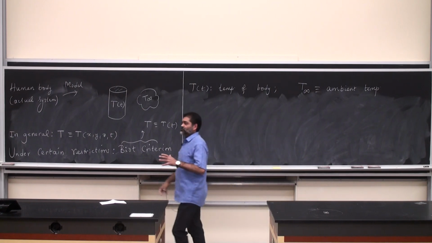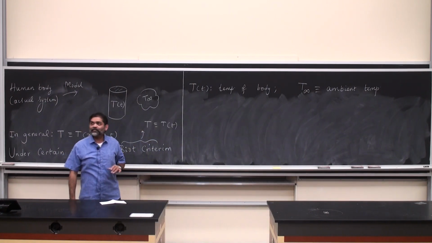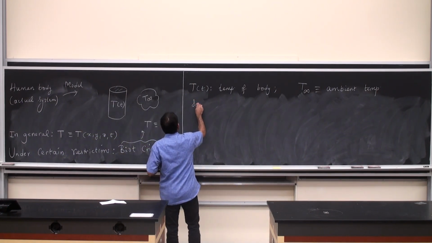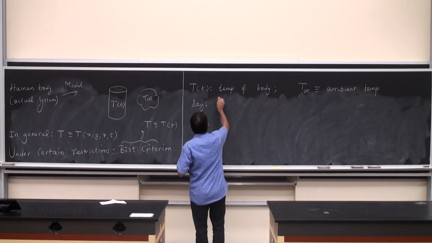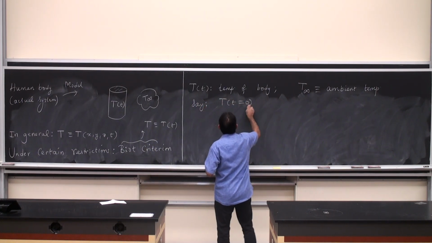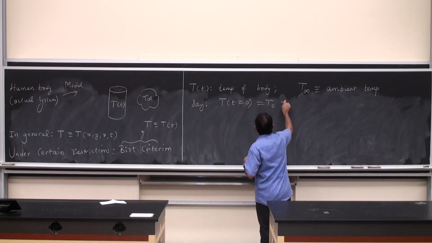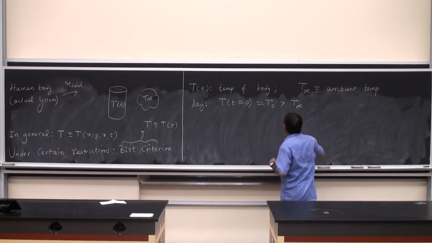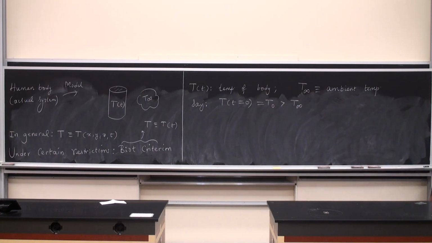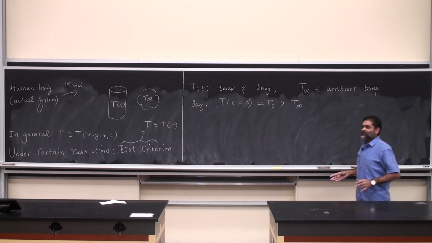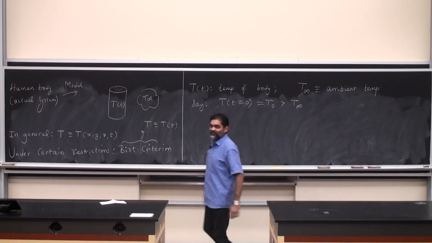Let's say that the temperature of the person at t equals 0 is some T naught. And because it is winter, we will assume that this is greater than the surrounding temperature. If it is summer, you just assume the opposite.